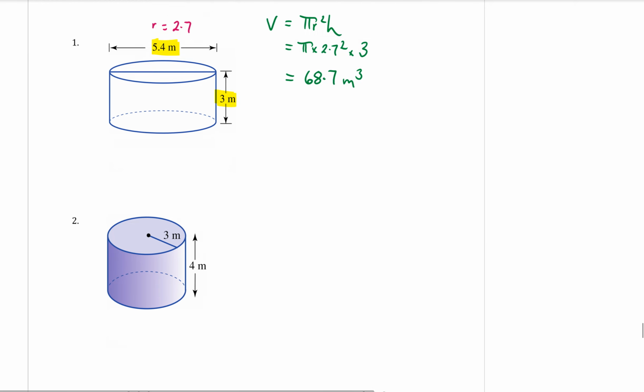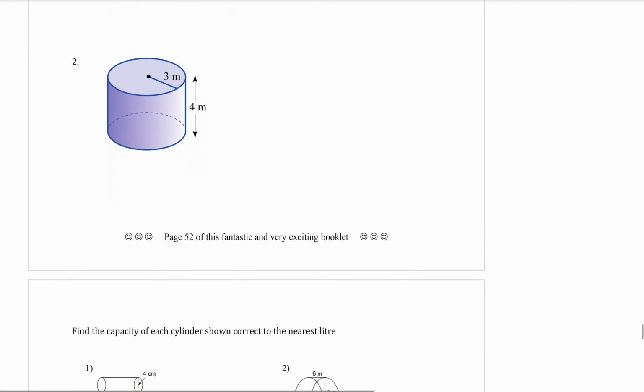Okay, question 2, we want to find the volume of this cylinder. So it's the same formula. Volume of a cylinder is pi r squared h. Is this 3 a radius this time? Yes, it is. So 3 is the radius, 4 is the height, and I substitute them straight into my formula.